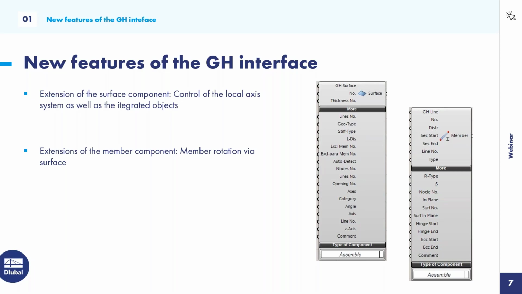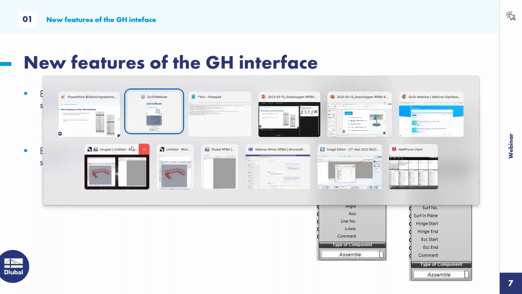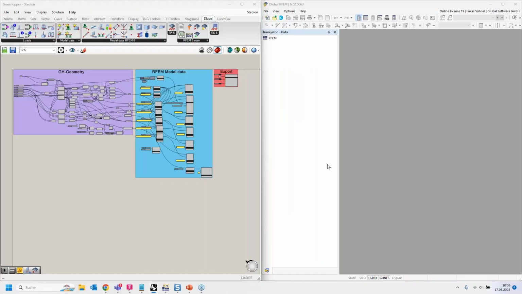These are the latest developments, and that's already chapter 1. Let's go into chapter 2, where I want to show you how you can use RFEM objects when exporting from Grasshopper to RFEM. So what we need now is, of course, Grasshopper and RFEM, which is this. So we have RFEM on the right-hand side and Grasshopper on the left-hand side.